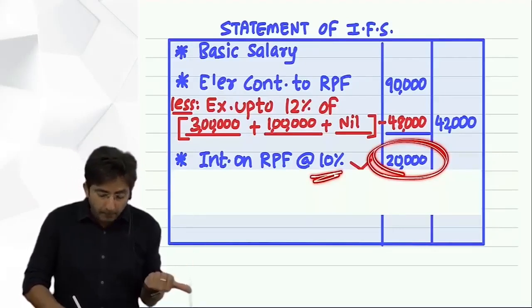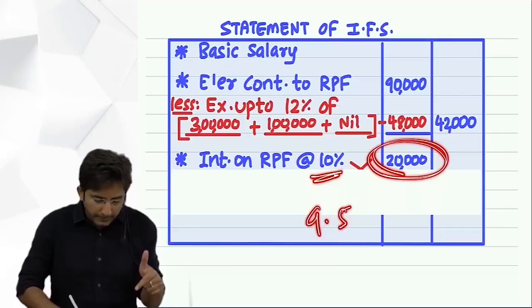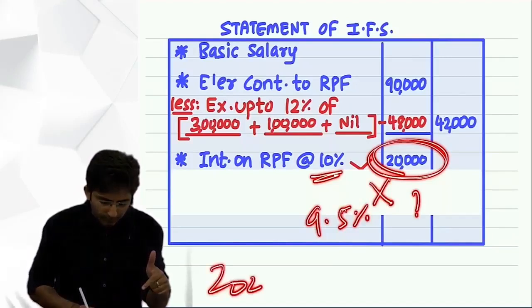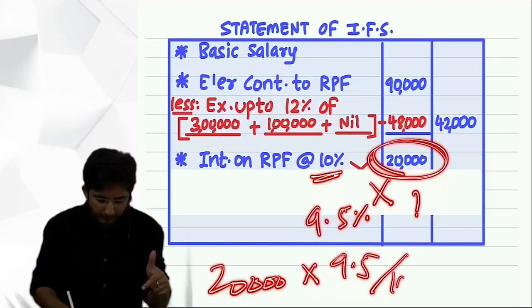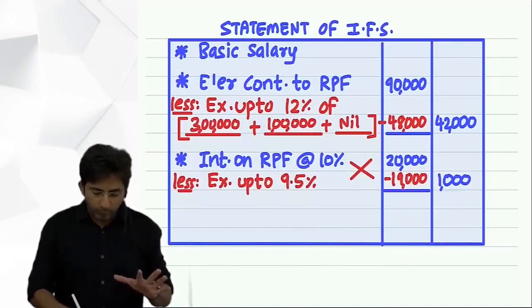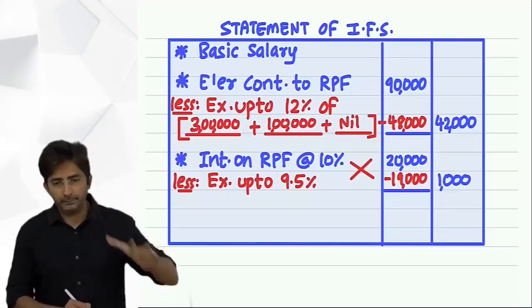If a 10% rate gives me interest of 20,000, what will be the interest at the rate of 9.5%? That comes to 20,000 multiplied by 9.5 divided by 10. How much? 19,000.